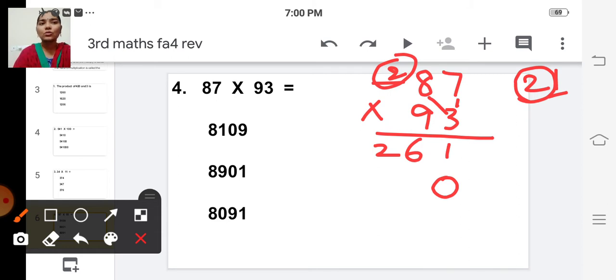Now start multiplying the tens digit. So 9 into 7, 9 sevens are 63, isn't it?